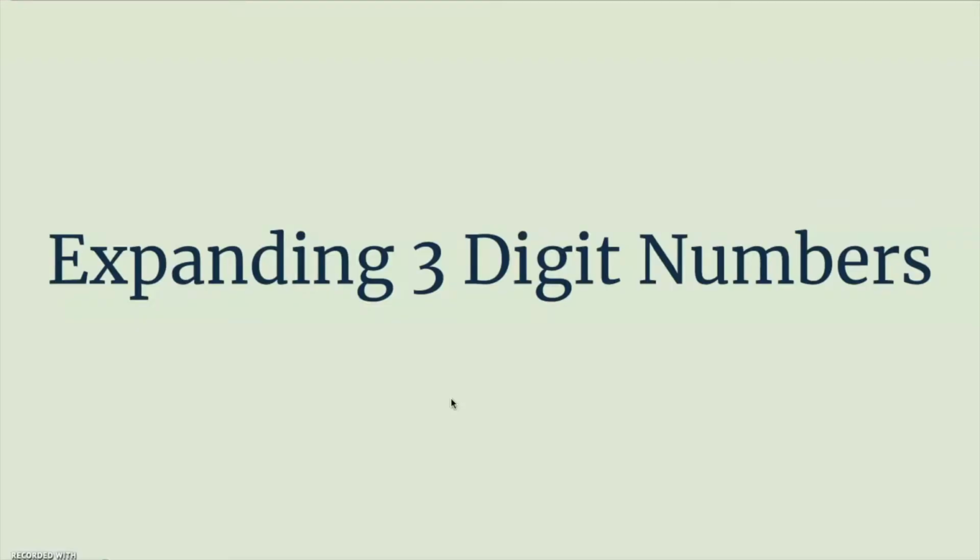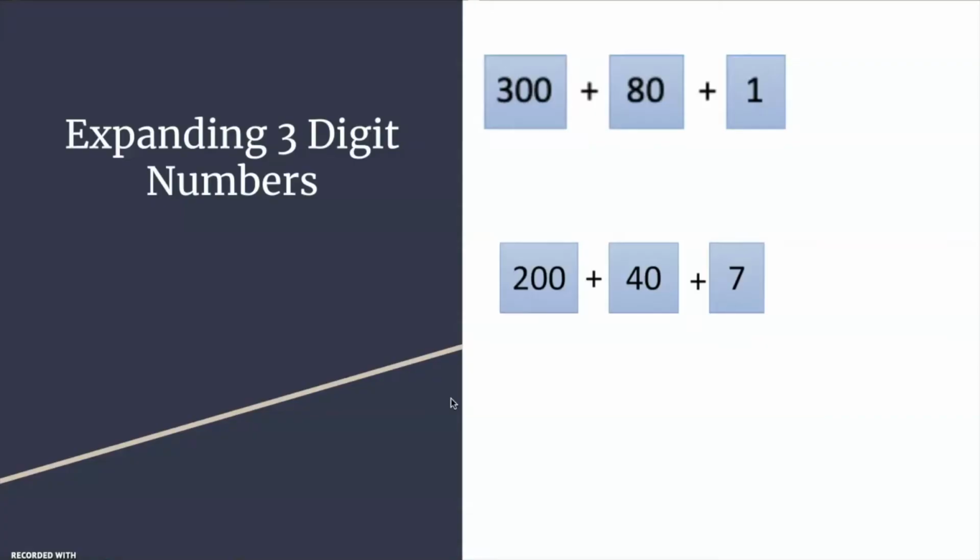Now we're going to be talking about expanding 3-digit numbers. All right, so if we see these cards here, we see that we have a 300 plus an 80 plus a 1. So if I'm trying to add these all up, I'm going to say I have 381. Let's check our answer. Awesome. So we have 381, and you can see where each of those are represented. The hundreds, the tens, and the ones place.